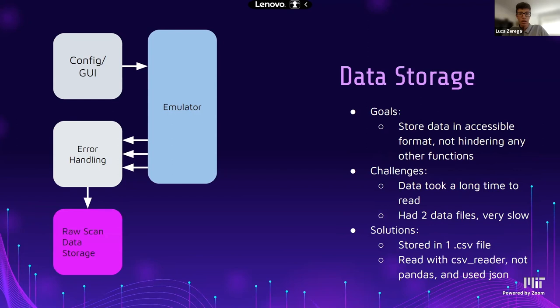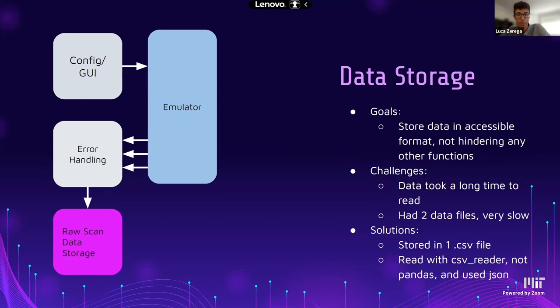Now we're going to move on to the data subsystem. Our goal for this data storage is pretty simple. We just don't want it to get in the way of anything. We actually did have a few challenges with our initial implementation of this, those being that the data took a long time to read from our CSV file and that we were actually using two files to store raw and processed data. To solve this, we cut our storage down to one file, and we basically just changed how we accessed and parsed the data. We used CSV reader and JSON to do this, and this gave us a huge speed up over our previous combination of pandas and the AST library.